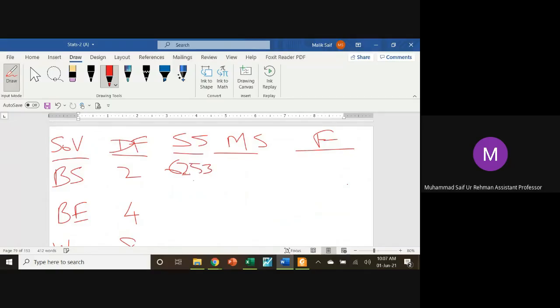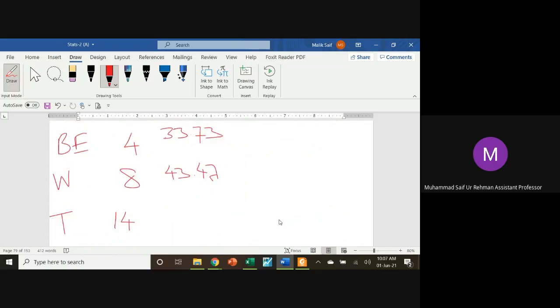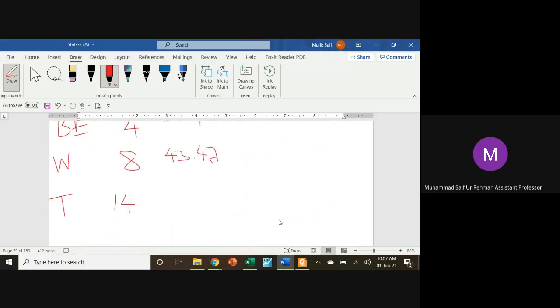62.53. Then next value was 33.73. Thank you. Next value 43.47. And then finally total variation 139.73. So you will write down the values in this way.